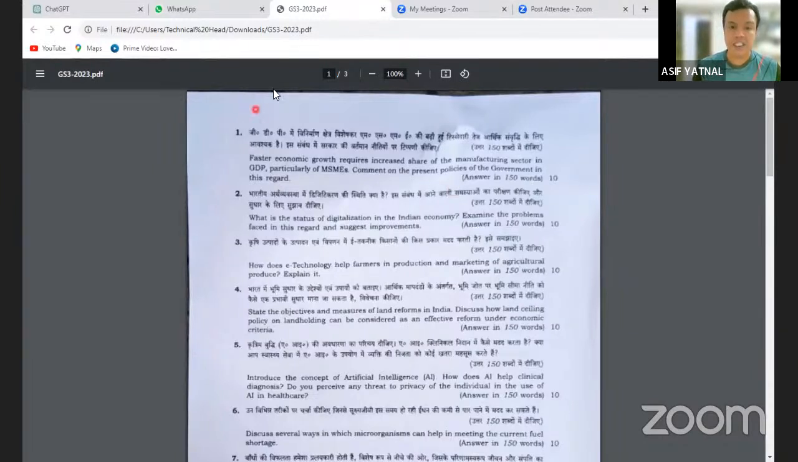But अब यहाँ पे question ये पूछा गया कि you are supposed to comment on it. Comment on the present policies of the government in this regard. So whenever a question is asked to comment, you have to give your opinion. Like although you can say that the following policies have been taken by the government to increase the manufacturing sector, especially micro, small, medium enterprises.